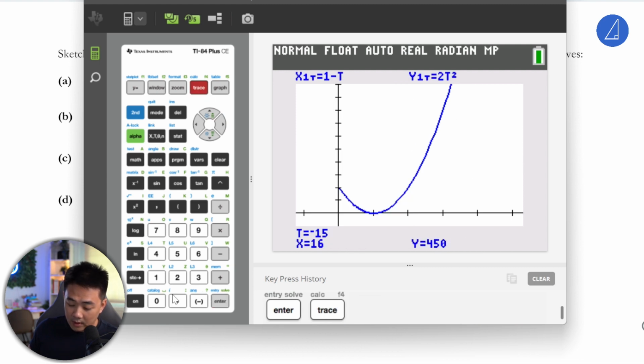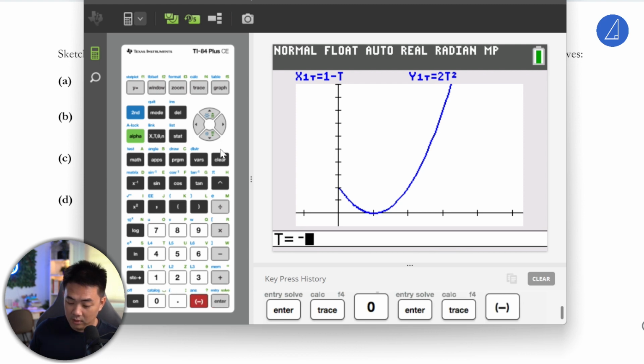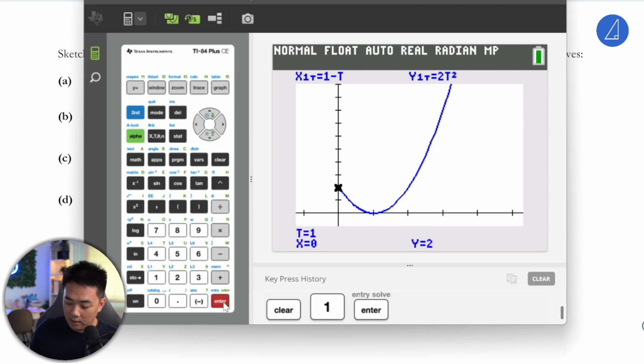We could press trace 0, and there will be this point here. Then I could also trace negative 1. Was it 1? It's over here. So it's 102, and this is 10.